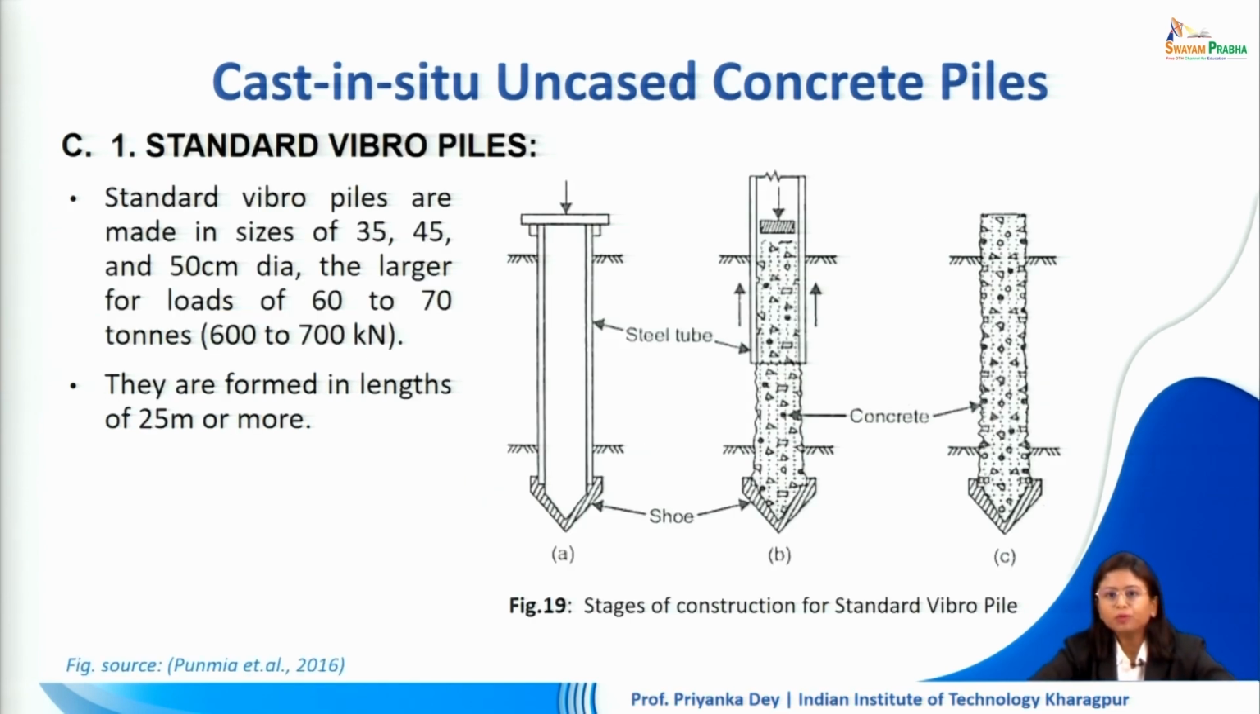The standard vibro pile can be made with 35, 45 or 50 centimeter diameter, based on the capacity of load that it has to take, and it can go up to a depth of about 25 meters or more. So there will be a bit of a shoe, and once the steel tube is inserted, the concrete is charged, the steel tube is then removed, which is why it is an uncased concrete pile.